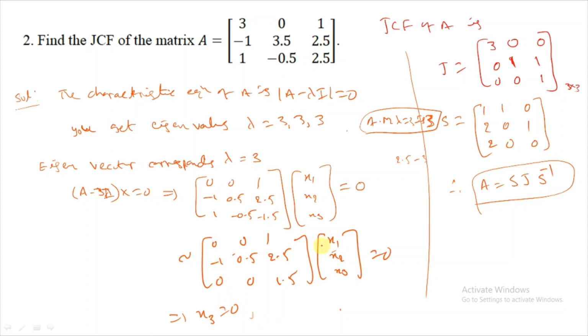x3 is 0. When you are adding this, minus x1 plus 0.5, 2.5 x3, x3 is 0, then that is 0. Okay, this implies minus x1 plus 1 by 2 x2 equal to 0, or x1 equal to x2... therefore, x2 equal to 2x1, x3 is 0. So x1 into 1, 2, 0.